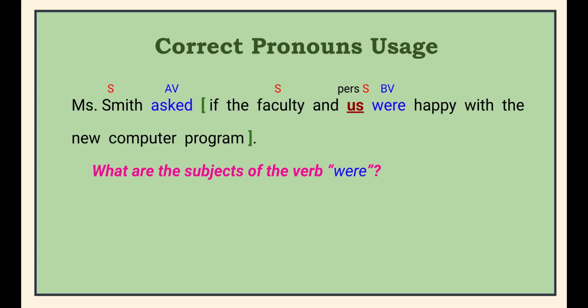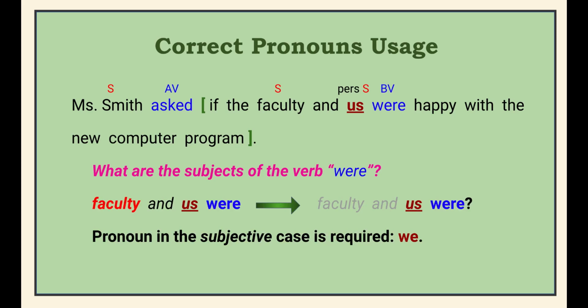Miss Smith asked if the faculty and us were happy with the new computer program. This example shows us why it's important to start by identifying verbs first. Here, we see the verb were, and so we asked ourselves what the subjects are. The subjects of were are faculty and us. But us is not in the subjective case. We wouldn't say us were.